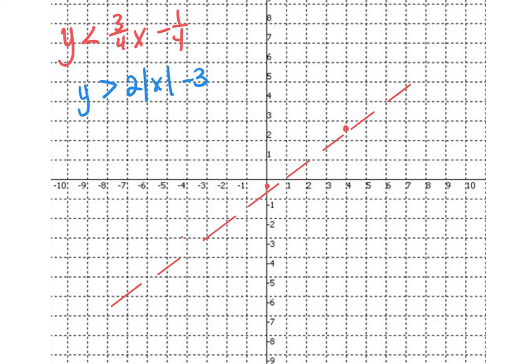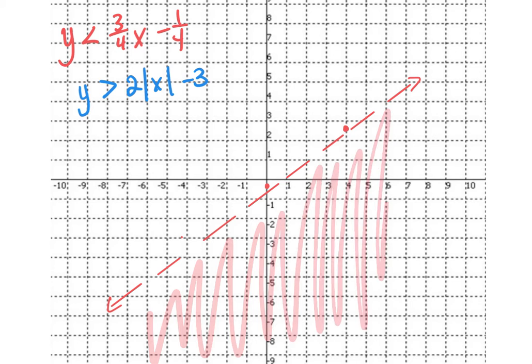Dashed line, above or below? Below. My dots never touched the line. All right. My ruler moved.